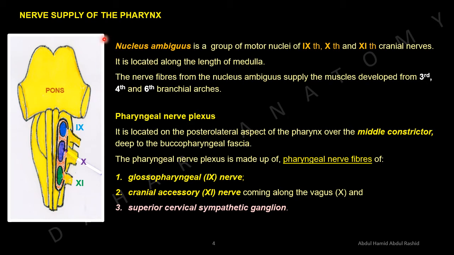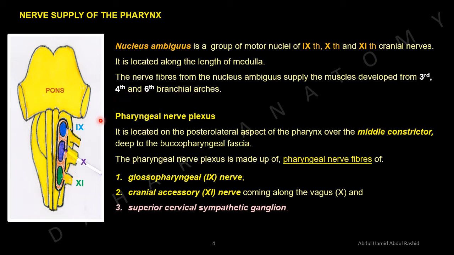Nucleus ambiguus is a group of motor nuclei of 9th, 10th, and 11th cranial nerves, where you can see motor nucleus of 9th, 10th, and 11th cranial nerve nuclei in the nucleus ambiguus. It is located along the length of the medulla. The nerve fibers from the nucleus ambiguus supply the muscles developed from the 3rd, 4th, and 6th branchial arches.